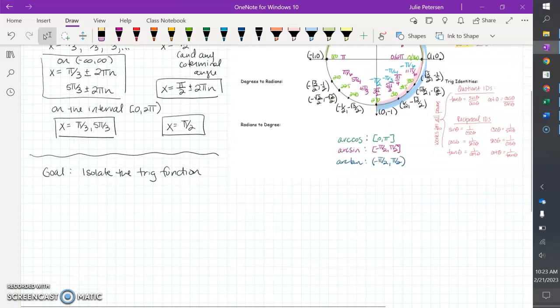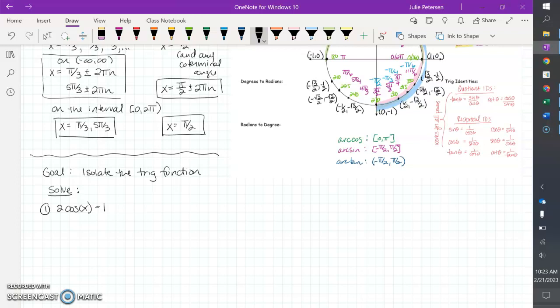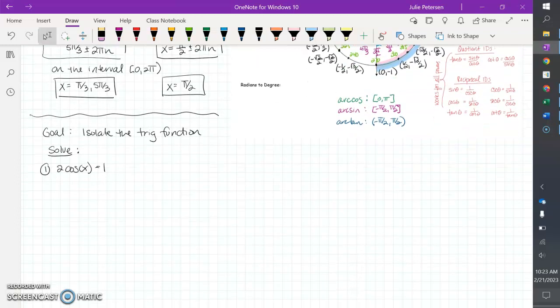And so all we're going to do is use our basic algebra skills to do that. So if we say solve, and I give you, let's say number 1 would be 2 cosine of x equals 1. It's a good idea to identify what the trig function is. The trig function here is the cosine of x. And so we're going to go ahead and isolate that. And the way that we get that done is we divide by 2. Now cosine of x equals 1/2.